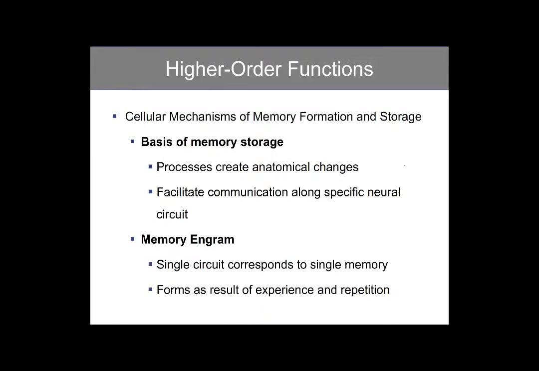The cellular mechanism of memory formation and storage is the basis of memory storage: processes that create anatomical changes that facilitate communication along specific neural circuits. When you have a single circuit that corresponds to a single memory, this is referred to as a memory engram. And this forms as a result of experiences through repetition.